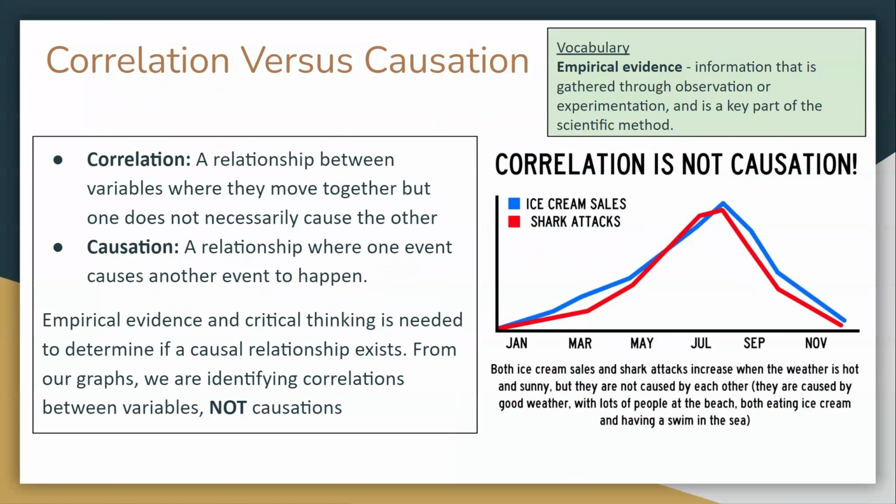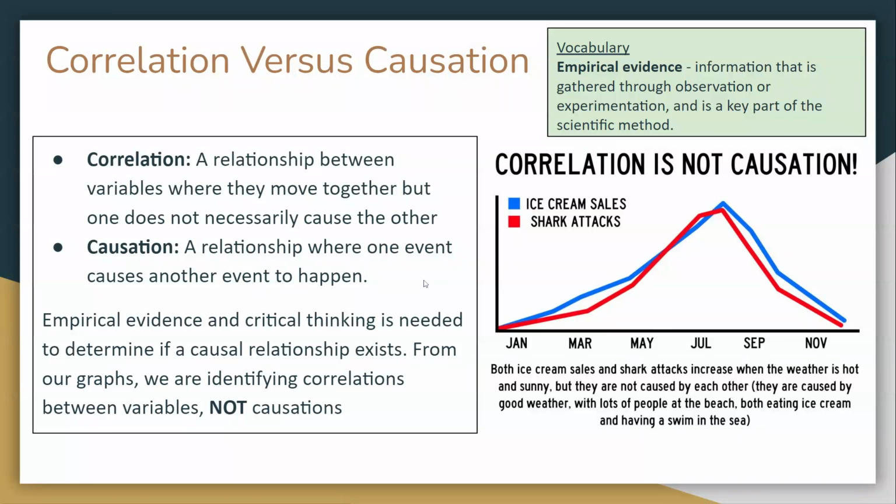What does that mean? If you see two variables on a graph, for instance, we're seeing a line for ice cream sales and a line for shark attacks. They look like they're going up and down together. That means that they have a correlation or a relationship between each other, meaning they're both moving together, up and down, right? But just because they're moving together doesn't mean they cause each other. Causation is a relationship where one event causes another event to happen.